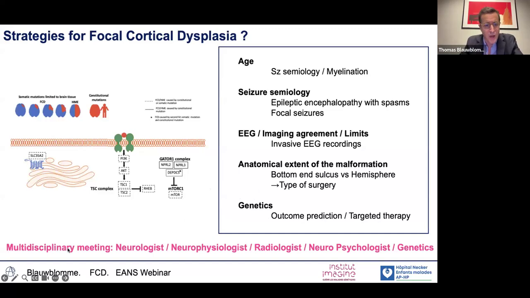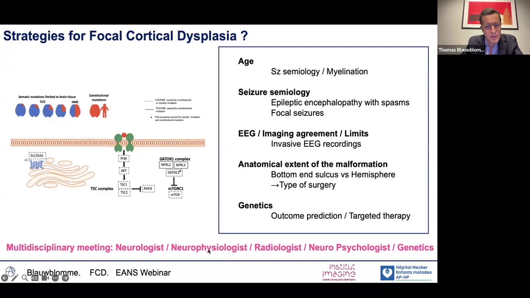But what is of utmost importance actually in focal cortical dysplasia is to use a multidisciplinary meeting. You need a great pediatric neurologist or neurologist in order to eliminate differential diagnosis. You must not operate a Dravet syndrome. You must not operate an encephalopathy associated with the channelopathies. And for this, you need a neurologist, a pediatric neurologist.